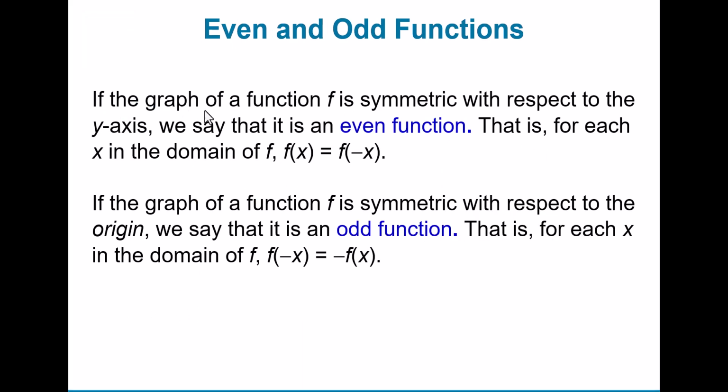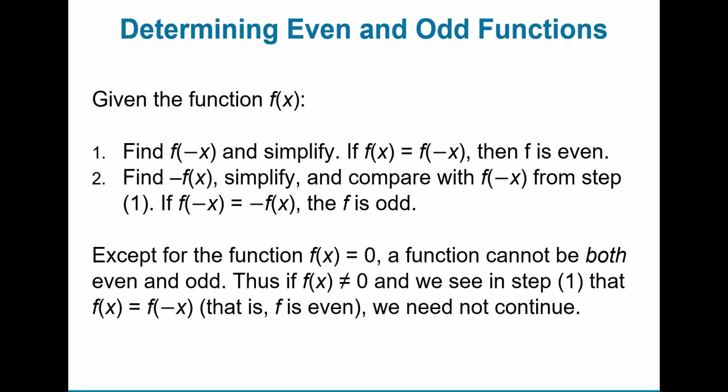If the graph is symmetric with respect to the y-axis, we say that it's an even function. So this is where we were plugging in -x, and in this case the -y. If the graph is symmetric with respect to the origin, we say it is an odd function. When you're given a function, you first find f of -x and simplify it and see if they're equal, then it's even. Then you put the negative on the outside, compare it with the f of -x from the previous step, and if these are equal, then it's odd.